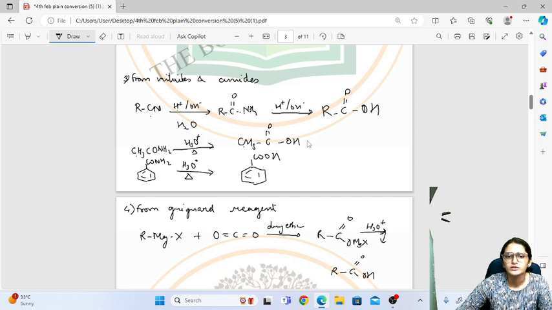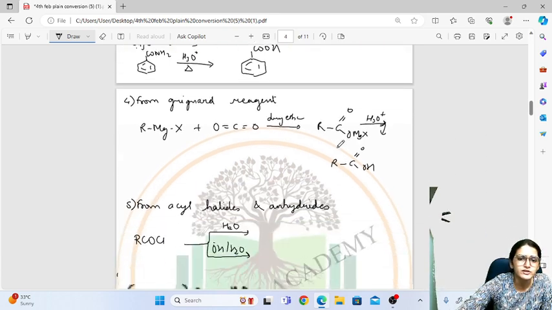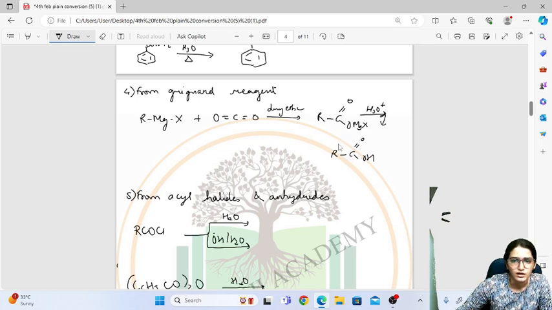Okay, so here what you need to remember is conversion of nitriles to amides first and then amides to carboxylic acid. Okay, the fourth reaction is from Grignard reagent. Now we have already seen how Grignard reagent is used to prepare certain compounds. So here also it is used.